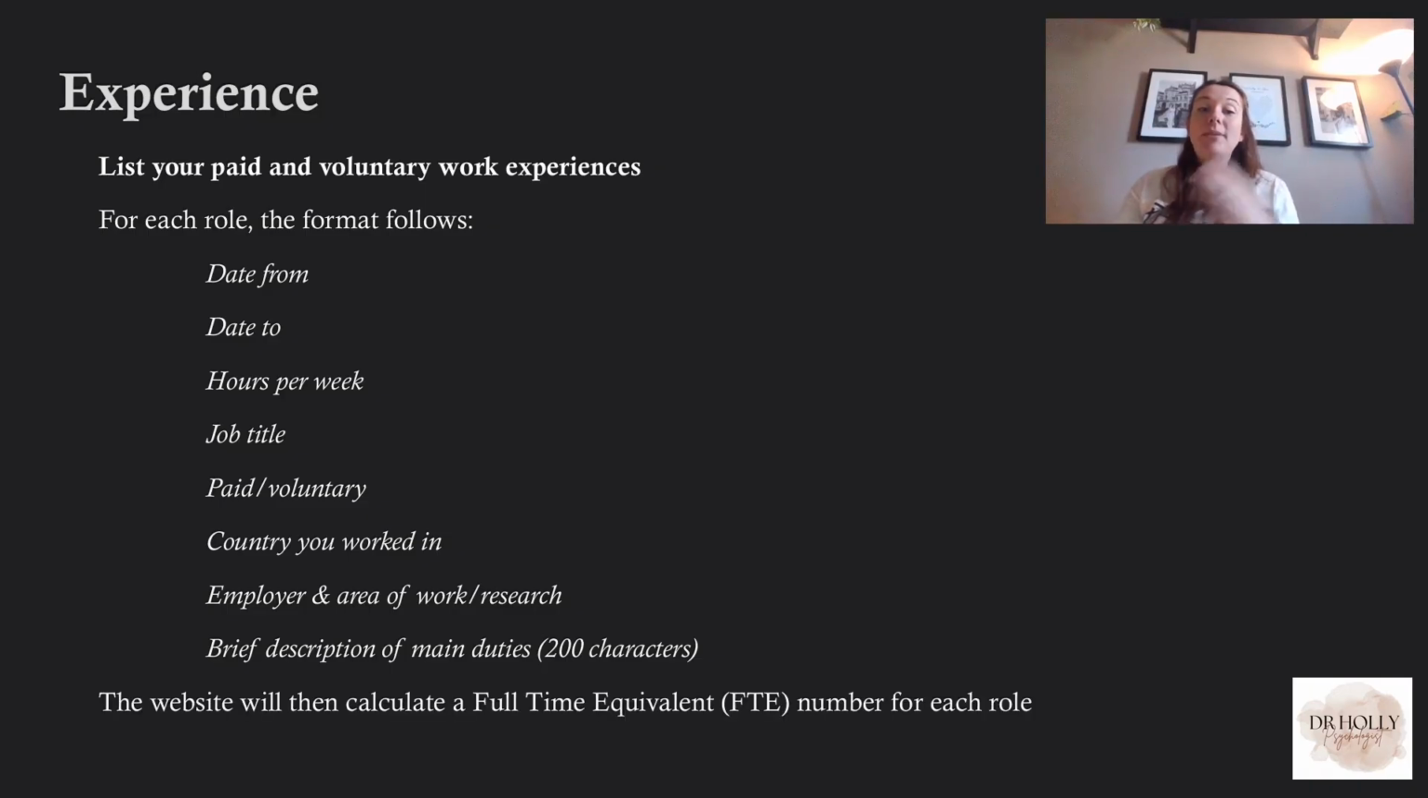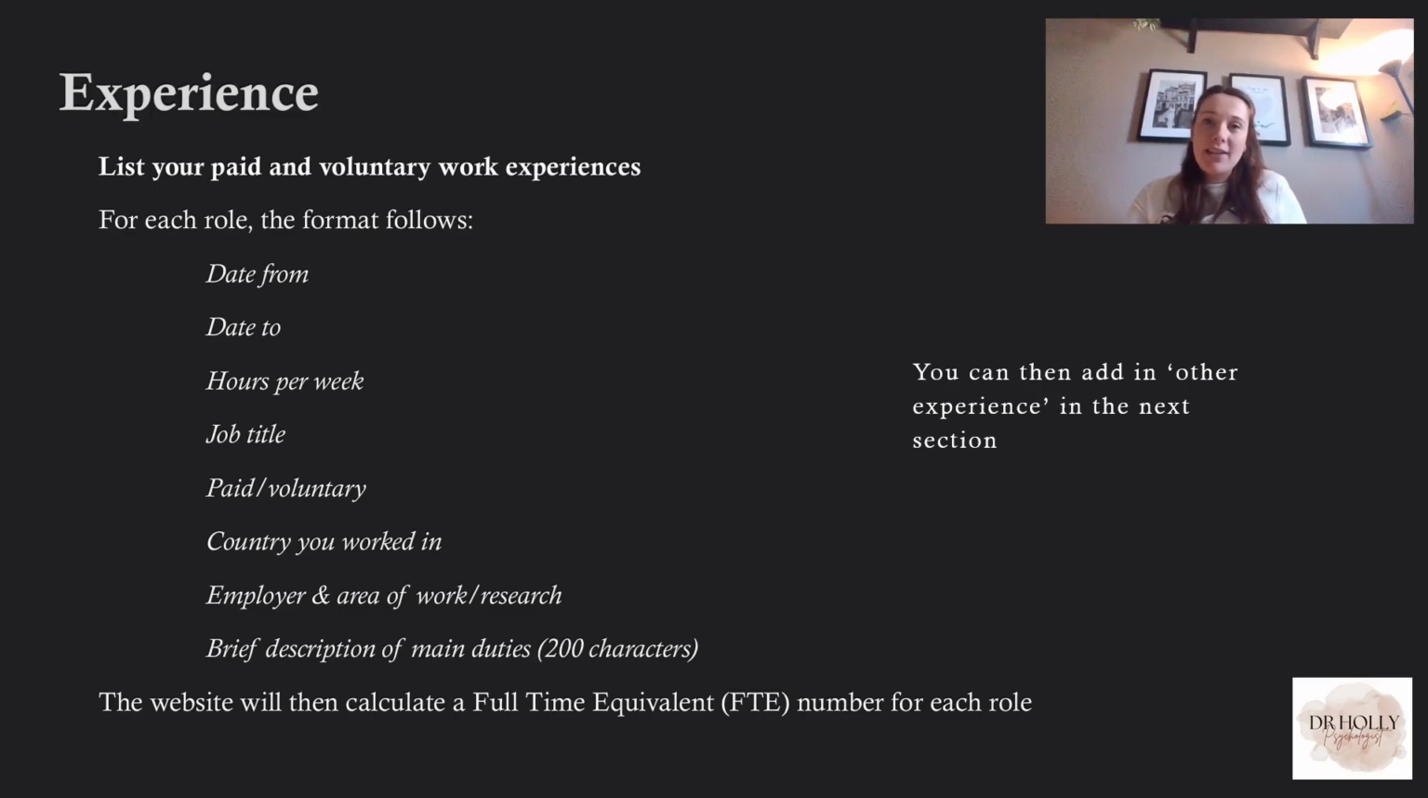And the website will then also, based on all that information you put in, calculate a full-time equivalent. Quite often the courses will say you need a minimum of 9 months full-time equivalent clinical psychology experience. But it's quite hard to calculate that if you work several part-time jobs or things like that. So the website calculates that for you based on what you put in. So that helps. You can also add in other experience in the next section as well.